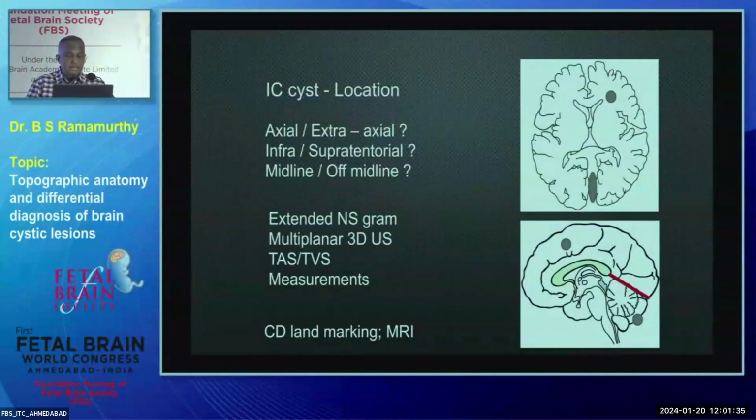So once you have a cyst, your basic planes are not sufficient. You need to move to an extended neurosonogram, in terms of a 3D ultrasound or transabdominal or transvaginal images. You need to measure, and also you can do your vascular landmarking. I'll show you some cases where, when you turn the Doppler on, the anatomical region becomes much clearer, and you also have MRI to fall back on.